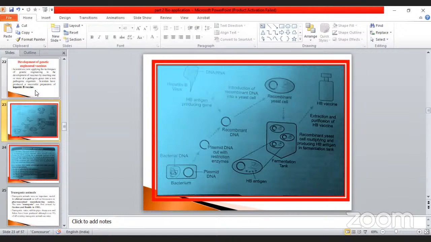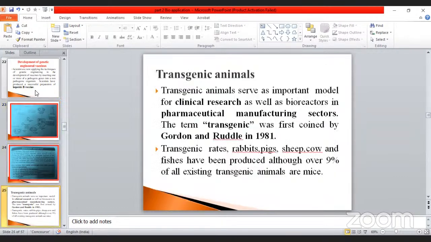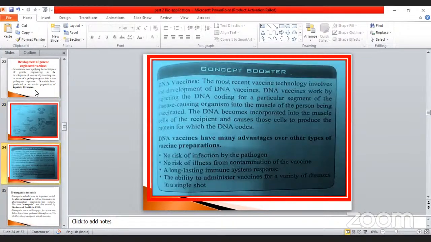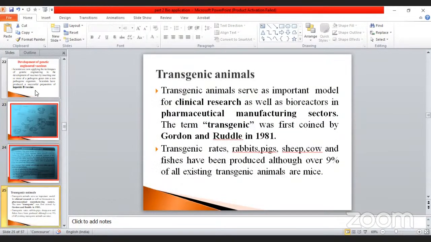Likewise, so many methodologies have been reported. DNA vaccines have many advantages, which we already discussed. Transgenic animals, particularly in the clinical research and pharmaceutical manufacturing sector, are very, very important. The term was first introduced by the scientists Gordon and Riddle in the year 1981.